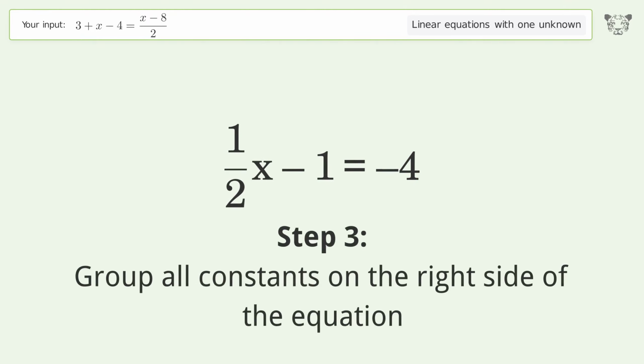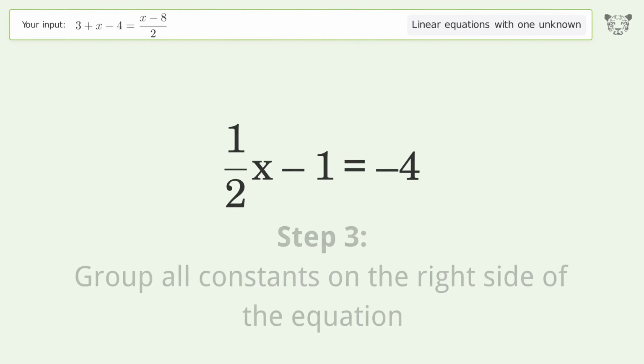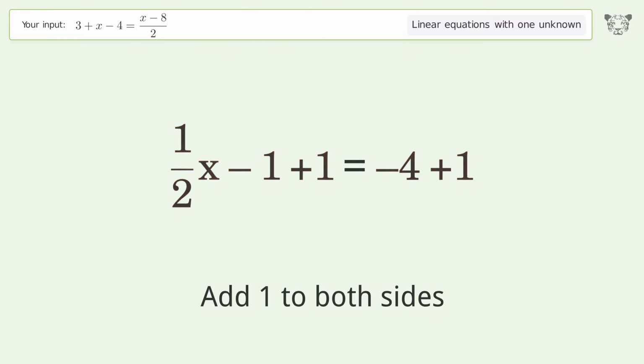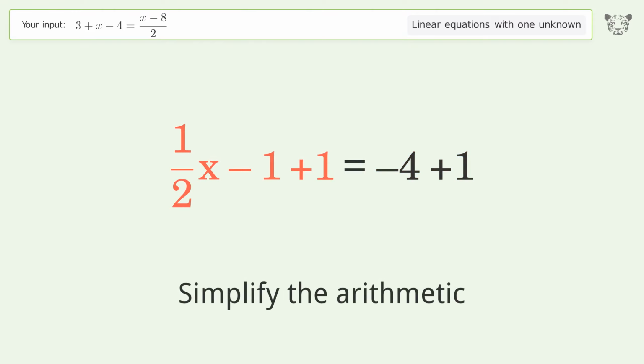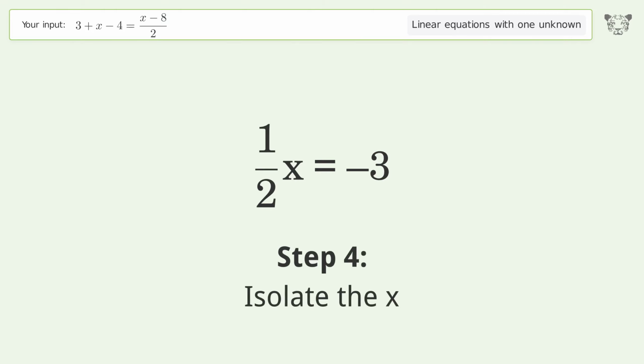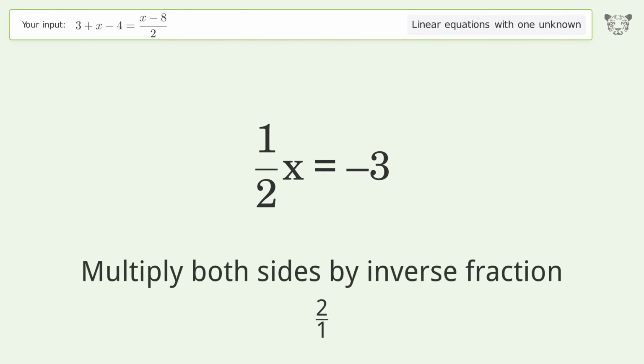Group all constants on the right side of the equation. Add 1 to both sides. Simplify the arithmetic. Isolate the x. Multiply both sides by inverse fraction 2/1.